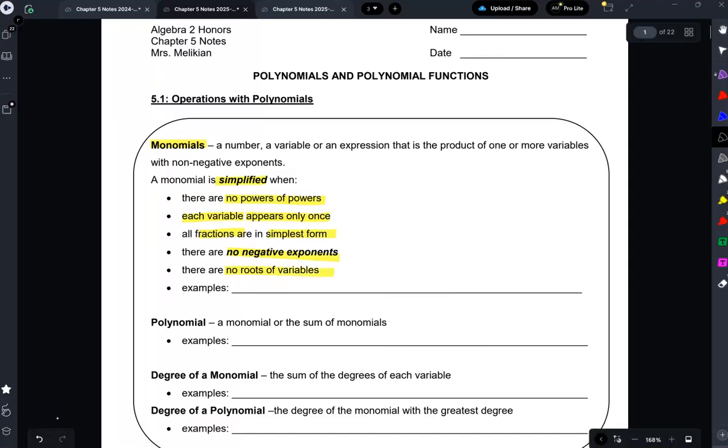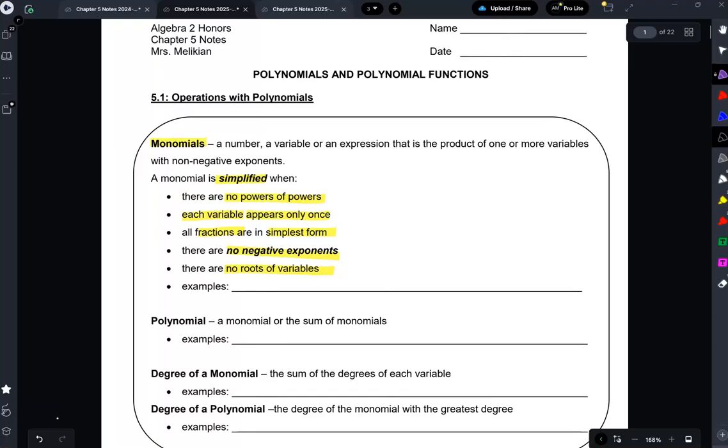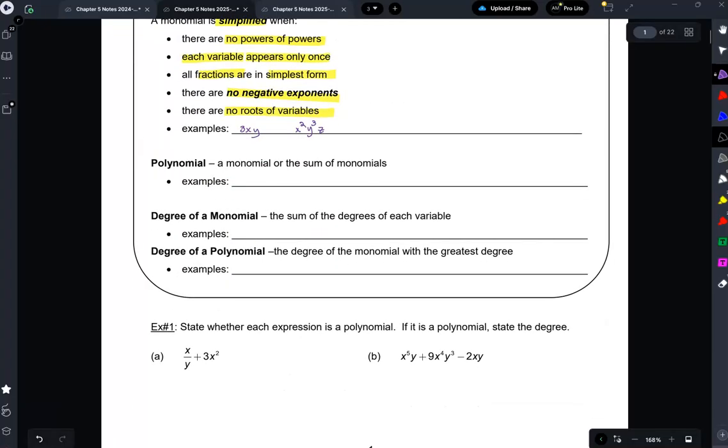So for example, 3xy is a monomial. x squared y cubed times z is a monomial, right? All of those are monomials. Now, you can also have some fractions. So for example, 1/3 x squared y is also a monomial.